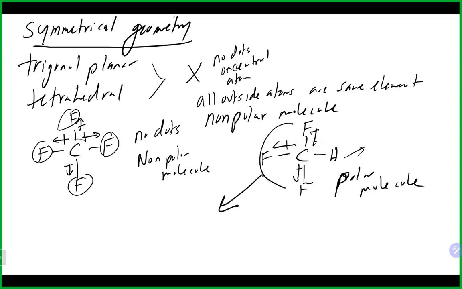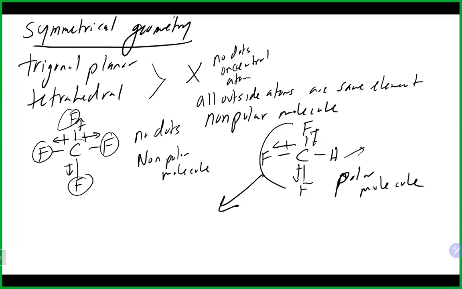So if you have a symmetrical geometry where you have no dots on the central atom, and everybody on the outside is the same element, it's going to be a nonpolar molecule. Pretty safe bet. If you have no dots on the central atom, and everybody on the outside is not the same element, it's going to be a polar molecule, because you're going to get some type of unequal pulling or pushing that's going to occur. Any questions on that there?